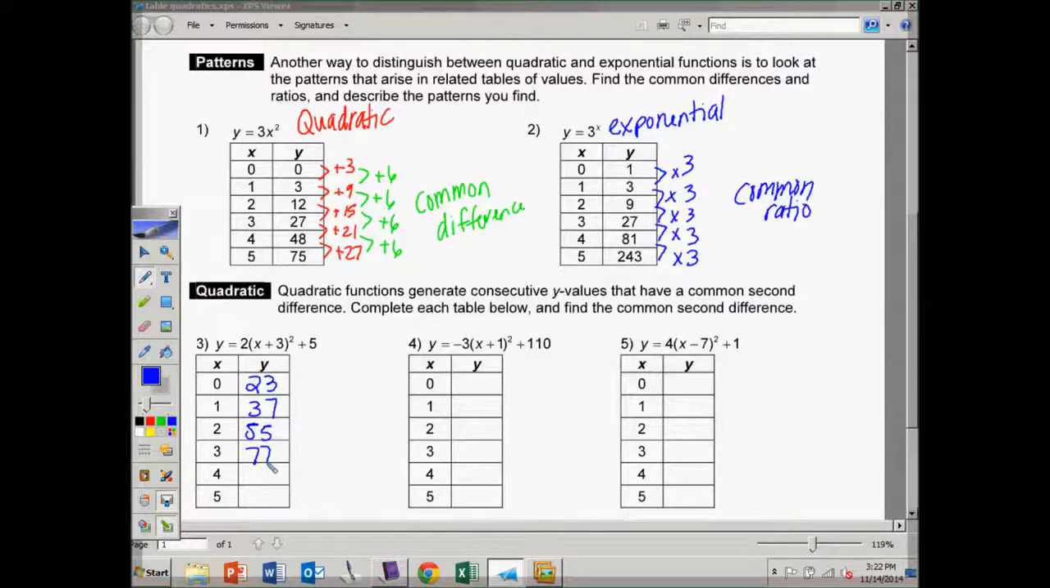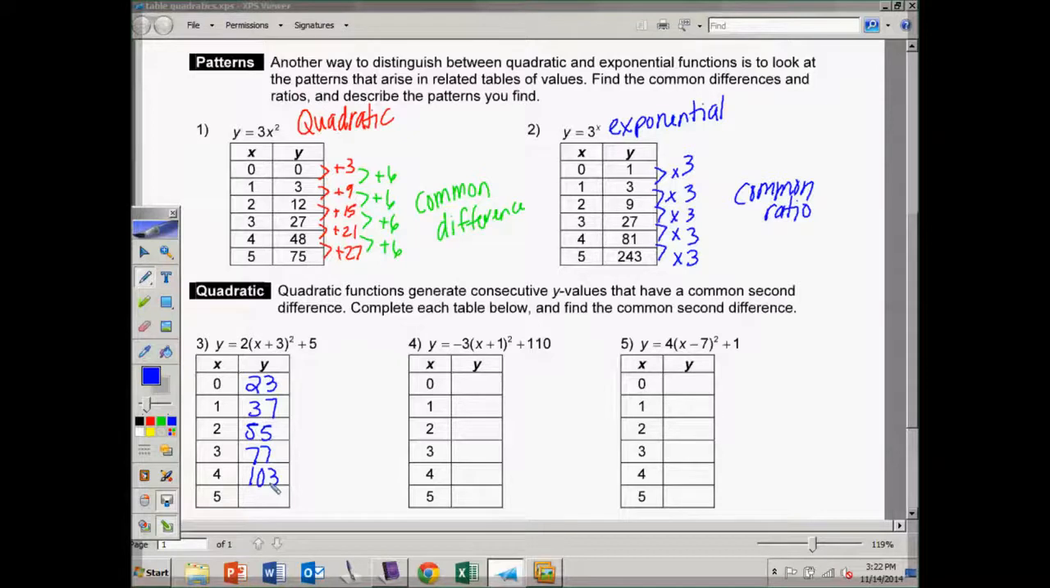98 plus 5 is? 103. And last but not least, 5 plus 3 is? 8. 8 squared is? 63. 8. What? No, I got lost. 64. 64. What did I say? I don't know what I said.